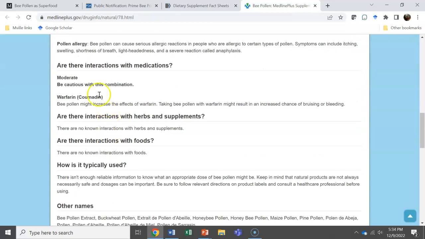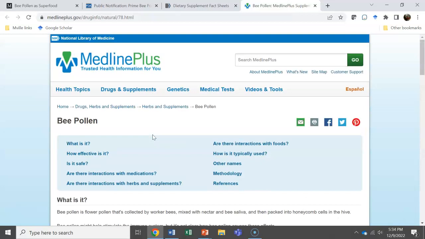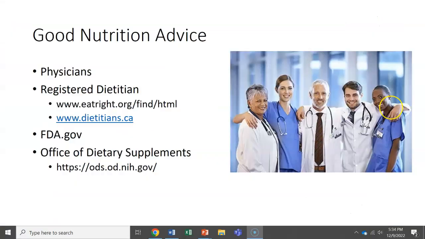It also talks about the contraindications. If you take warfarin, which is a blood thinner, it might actually make it more agonistic, which means you could even have increased bruising and bleeding. Very, very bad stuff. So in fact, taking bee pollen is a risk. It's not that it's a benefit. There could actually be a risk associated with it.